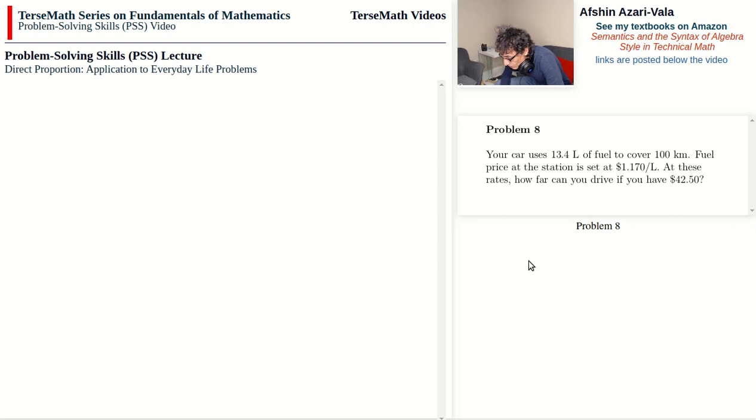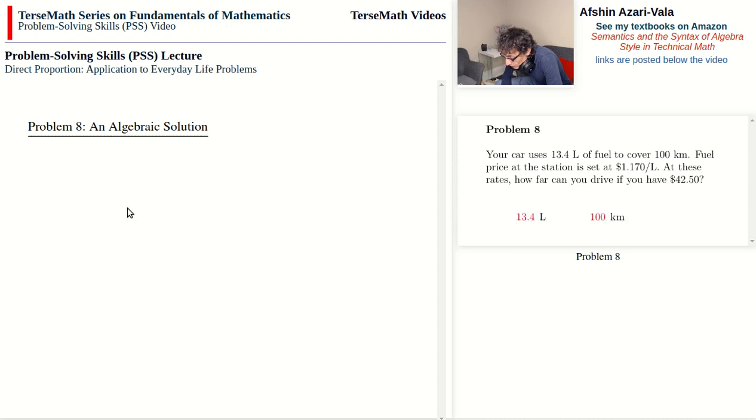Now the previous problem wanted us to find the cost given the distance, and this one wants us to find the distance given the cost. We still note that there are two relationships here. The first one is, of course, 13.4 liters. That goes with 100 kilometers. And the second one is $1.17, goes with 1 liter.